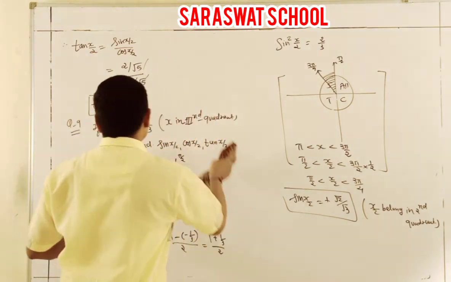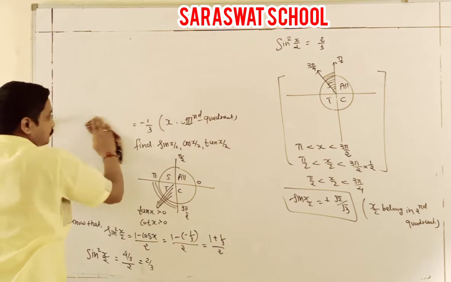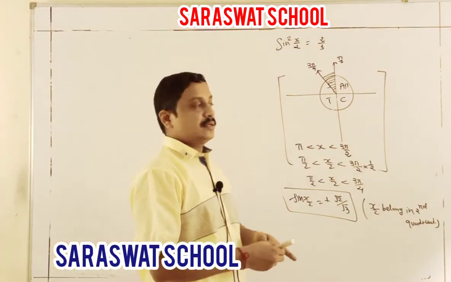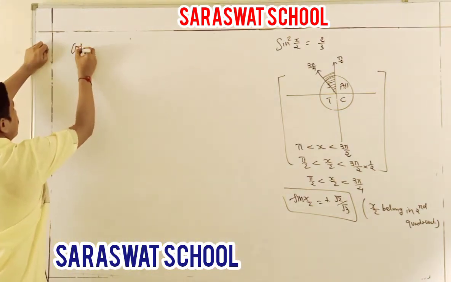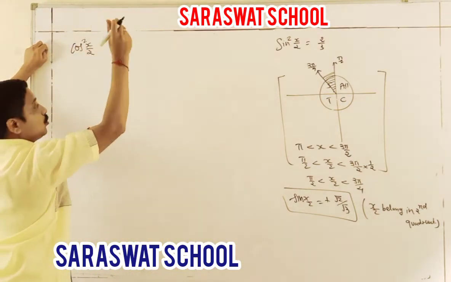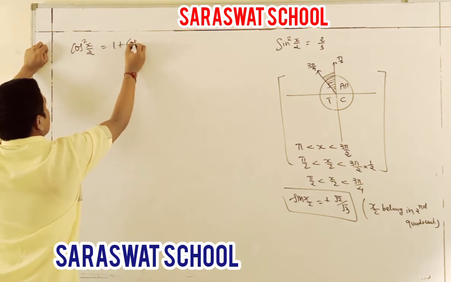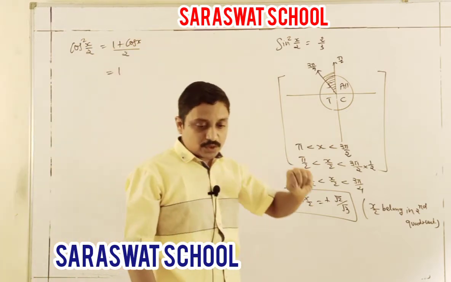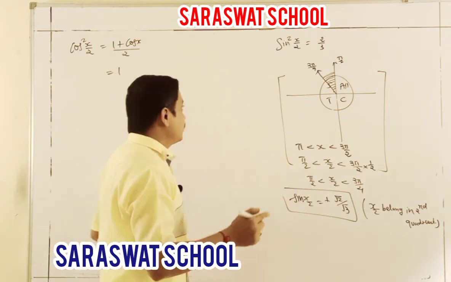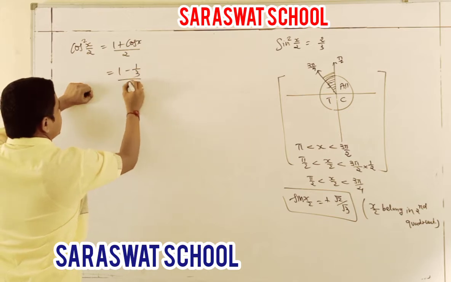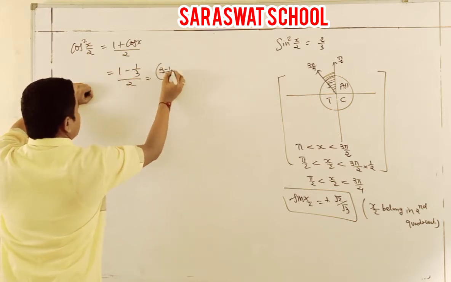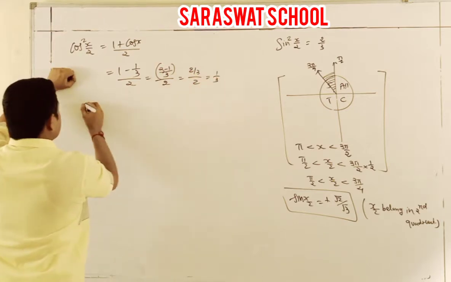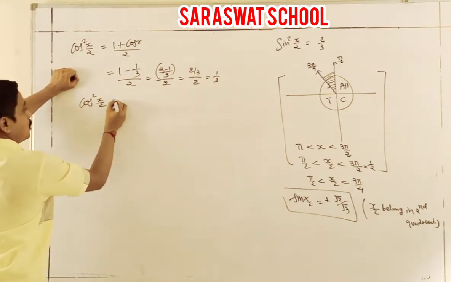Now I am moving ahead. Next one more, cos x by 2. So after that I am moving ahead. Property number 5 again: cos square x by 2 equals 1 plus cos x by 2. Now what is the cos x? Yes, students, cos x is given in the question as minus 1 by 3 by 2. So 3 minus 1 by 3 by 2, it is 2 by 3 by 2, 1 by 3. So cos square x by 2 is 1 by 3.